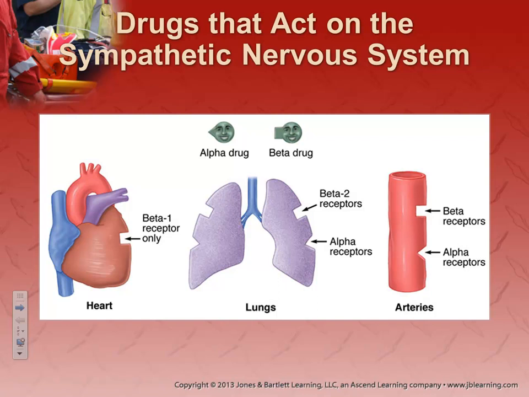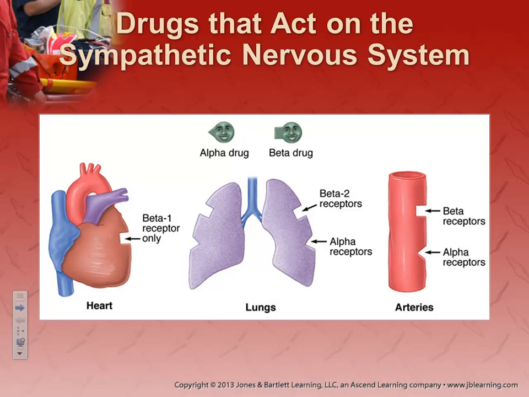Then your alpha receptor is going to work on your lungs. So these drugs that affect the sympathetic nervous system, they're going to be chemically made to where they fit lock and key into these receptors, right? Just like some of the drugs that we talked about, they fit into the receptors to either further increase the sympathetic stimulation or to block the sympathetic stimulation.